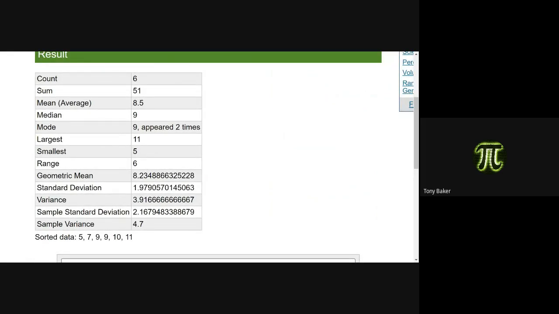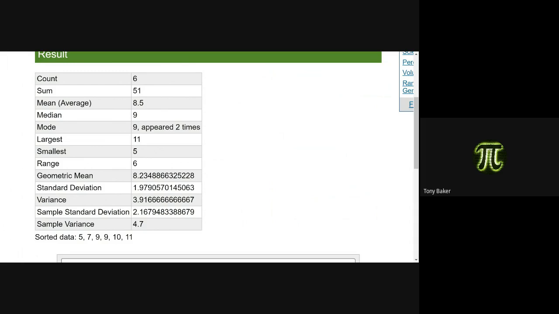So there's your standard deviation, your mean, your variance, and then your sample standard deviation, your sample variance. So in this case, this was a sample. So we would be using the sample standard deviation down there. So the sample standard deviation is 2.17. Okay, much easier than doing it out by hand.